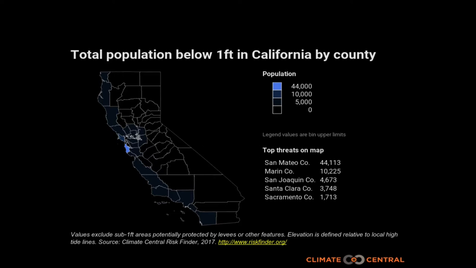So let's have a look at this. So here we go. This is 1 foot. So the population in the coastal zone, coastal county, that could be harmed by a one-foot rise in sea level. 1 foot. And so San Mateo is the most problematic county when we start with. Here's 2 foot.